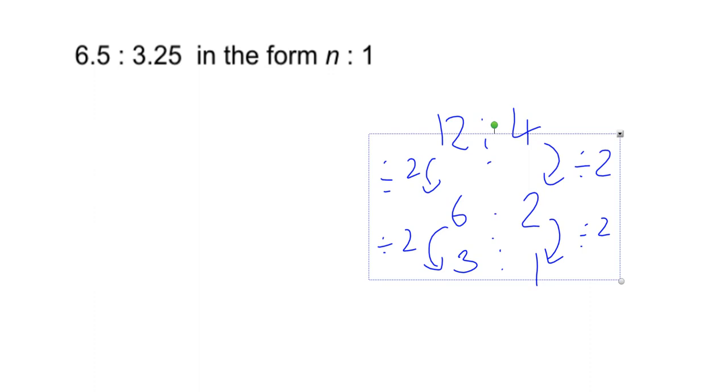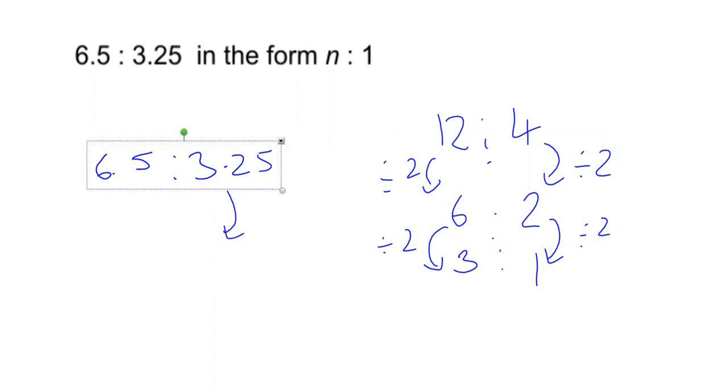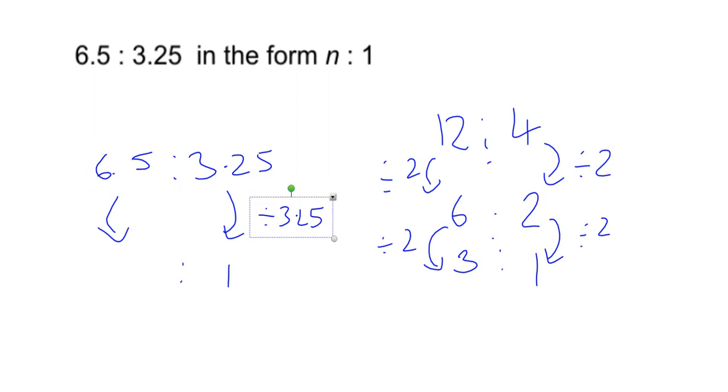Well, this way of writing is a little bit different. 6.5 to 3.25. In this case, what I want to do is I want to get it to the form of something to 1. So I'm going to divide this right-hand side by 3.25, and then I'll do the same thing over here, dividing by 6.25. Oops, I beg your pardon. It should be 3.25.